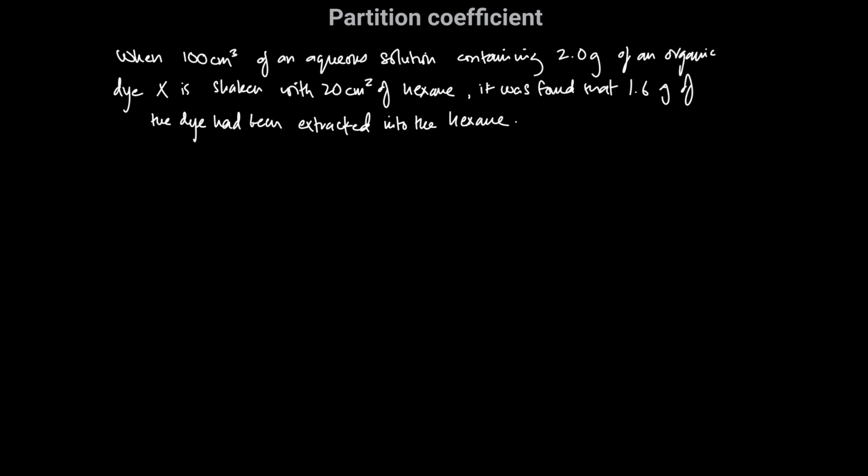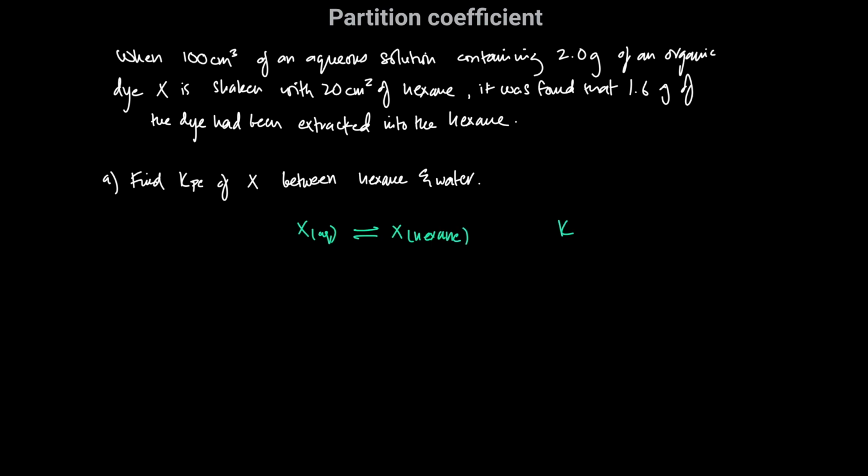What we want to do is, part A says find the partition coefficient, find the KPC, partition coefficient of X between hexane and water. Here we have the following equilibrium. We have X in the aqueous layer in equilibrium with X in hexane. So our partition coefficient is the ratio of the concentration of X in hexane and X in aqueous solvent, right, or water.